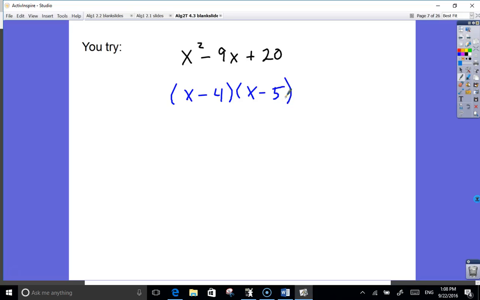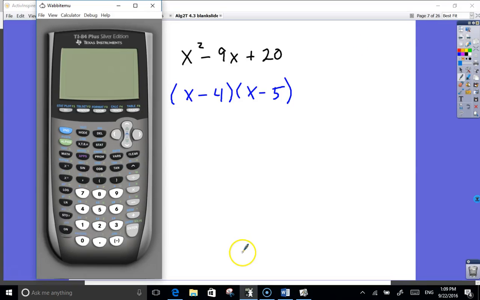Okay, now I'm going to show you something here. If you're one of those who struggles with factoring sometimes because you don't really know your multiplication tables that well, here's how you can do this with the calculator. In your calculator, go to y equals and put in 20 divided by x. Okay, enter. And then go to the table of values.